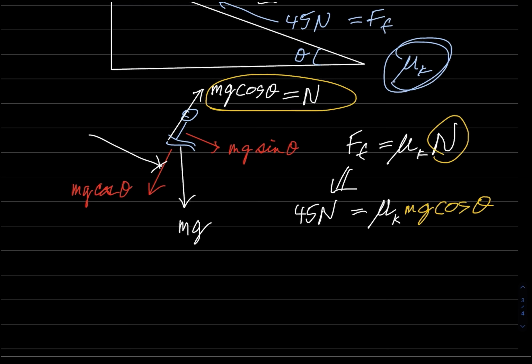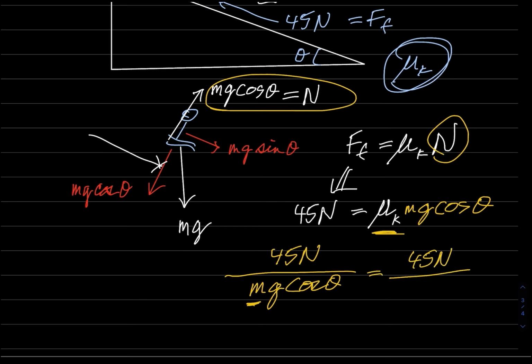So now this is 6th grade algebra. So we have the coefficient of friction equals 45 newtons divided by mg cosine theta. And since m is 62 kilograms and g is 10 meters per second squared, we have this equals 45 newtons divided by 620 newtons times cosine theta. And I guess I didn't give you theta. And we said that was the coefficient of kinetic friction.